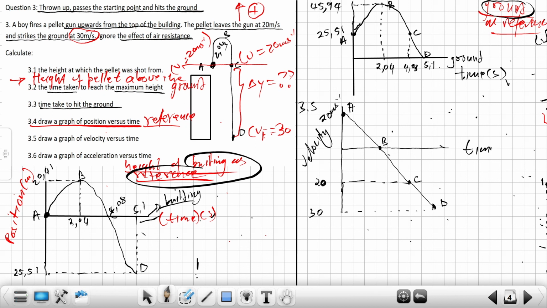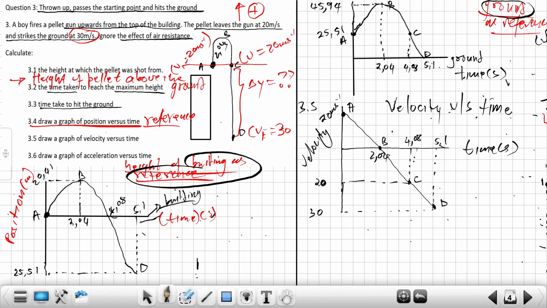in seconds. So how long did it take to reach the maximum height? It took something like 2.04. How long did it take to reach point C? 4.08 seconds. And then it took something like 5.1 seconds to complete its motion. So this one becomes now velocity versus time. Velocity versus time.